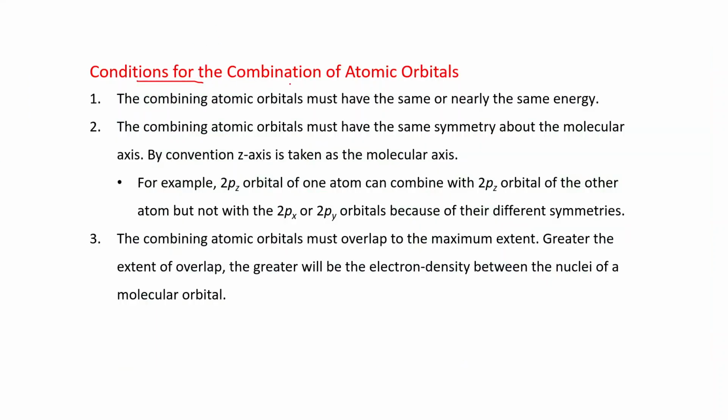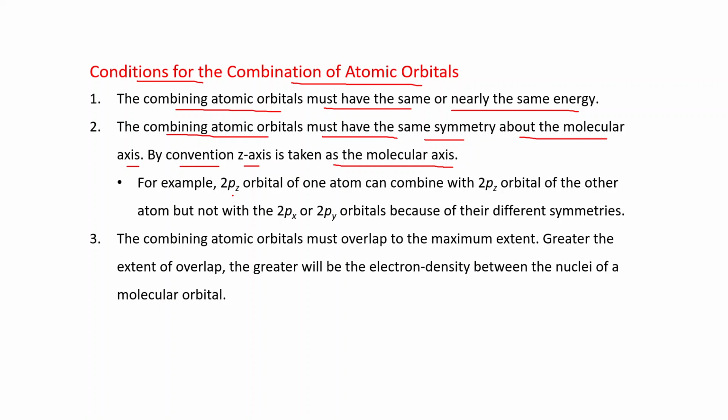Now, the conditions for the combination of atomic orbitals to form molecular orbitals. The combining atomic orbitals must have the same or nearly the same energy. The combining atomic orbitals must have the same symmetry about the molecular axis. By convention, the Z axis is taken as the molecular axis. For example, the 2pz orbital of one atom can combine with the 2pz orbital of another atom, but not with the 2px or 2py orbitals because of their different symmetries.